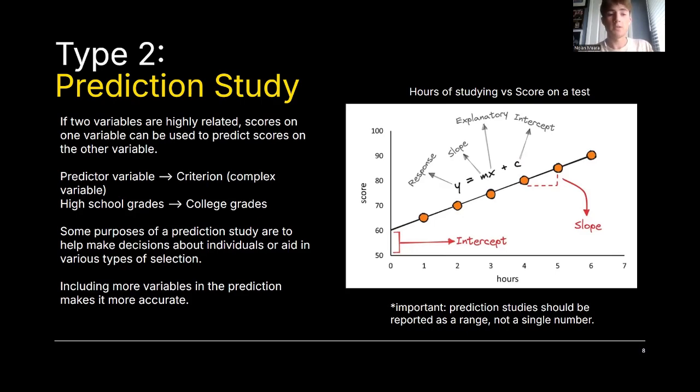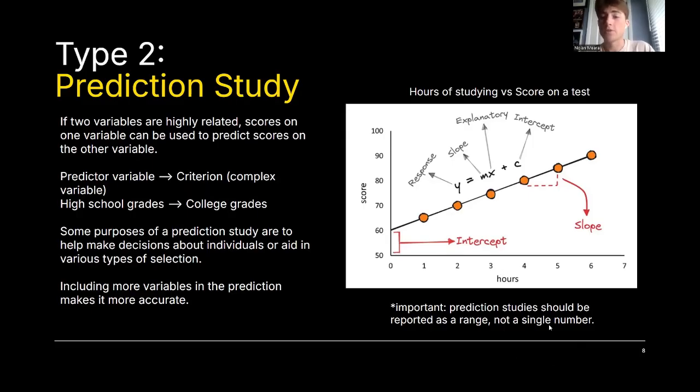Some purposes of a prediction study are to help make decisions about individuals or aid in various types of selection. If you're a college, you want to know how good the students are going to do when they get to college, so look at their high school grades. But including more variables into the prediction makes it more accurate. So we're going to look at high school grades, and we're also going to look at ACT scores. That's going to give us more information, and a more accurate prediction.